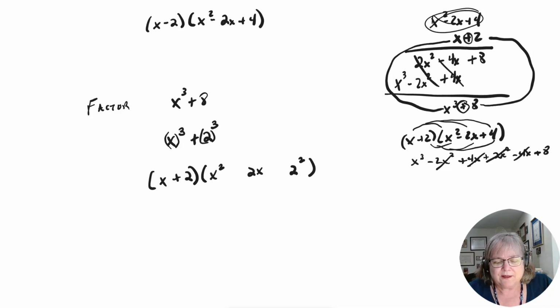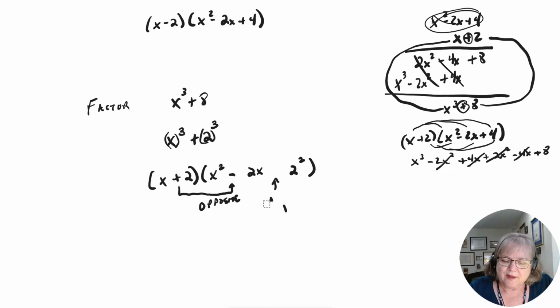All right, so if this is a plus, this alternates. Okay, this is the opposite. They always alternate. And this one is always positive. So that one's always going to be a positive. This front one right here depends on what the other one was; it's the opposite.